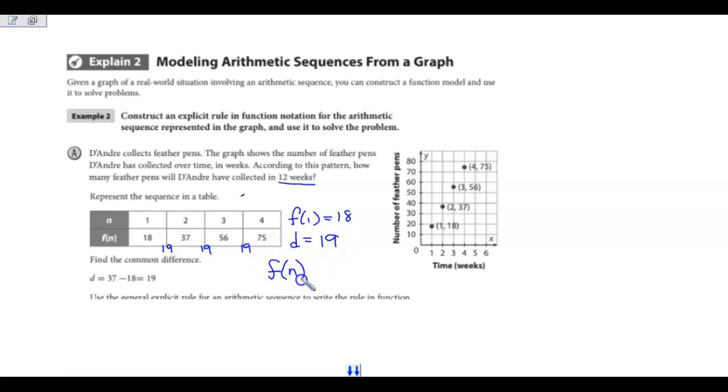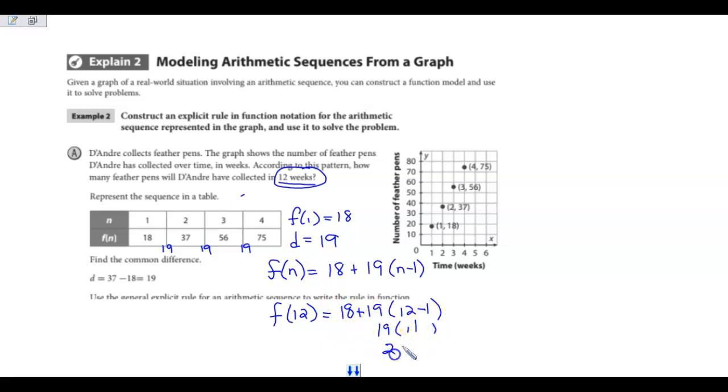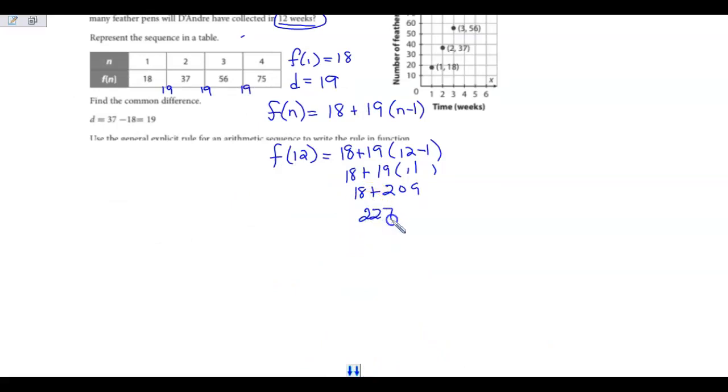So we know that our explicit rule is f(n) equals our first term, 18, plus my common difference, 19, times my previous term. And they want to know how many feather pens he can collect in 12 weeks. So if we find f(12), we're going to replace n with 12. 12 minus 1 is 11. And if I take 11 times 19, I get 209. And take 18 plus 209, and that's going to give me 227. So f(12) is 227 feather pens in 12 weeks.